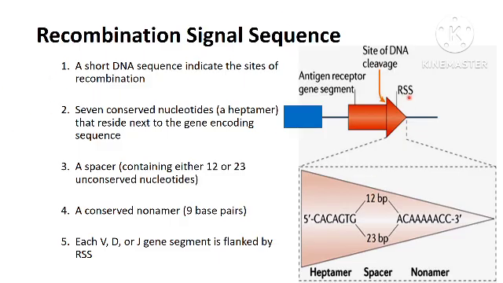If you zoom into RSS, you can see that there is one heptamer on the 5' side that is composed of 7 nucleotides, followed by a spacer which can be 12 base pairs long or 23 base pairs long, followed by a nonamer which is a sequence of 9 nucleotides. It is there on the 3' side.